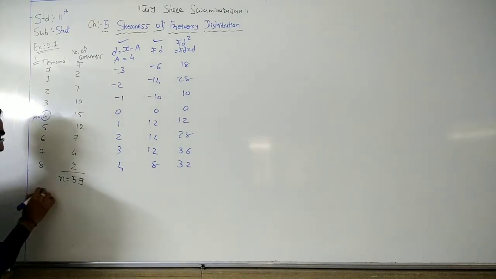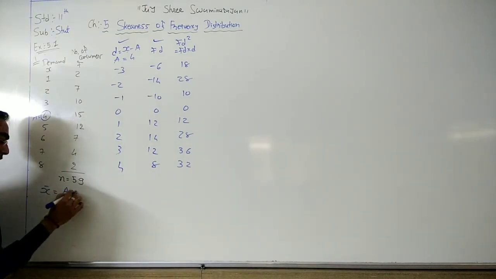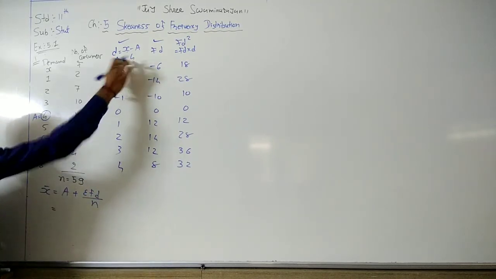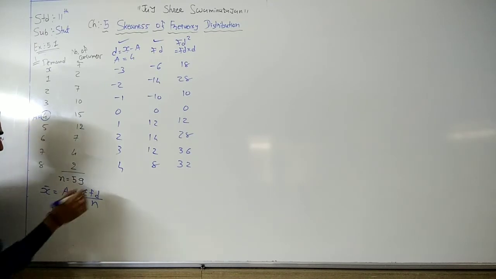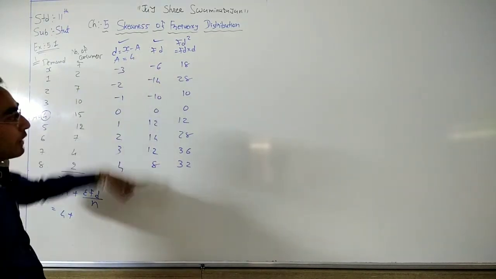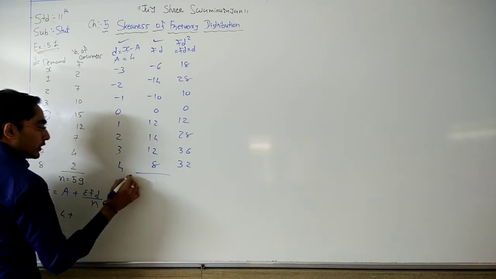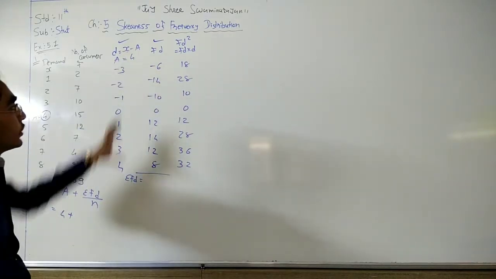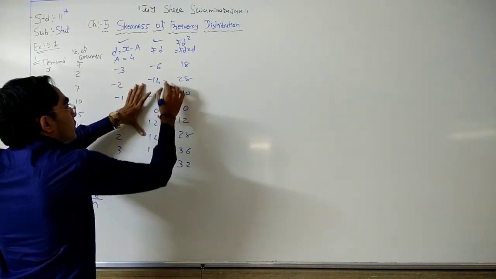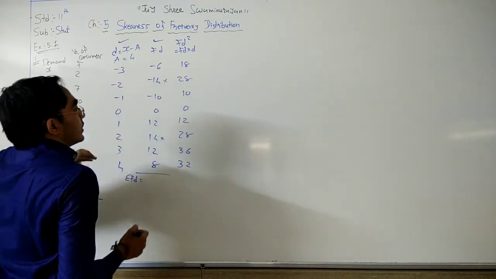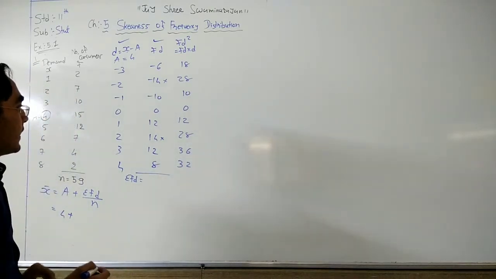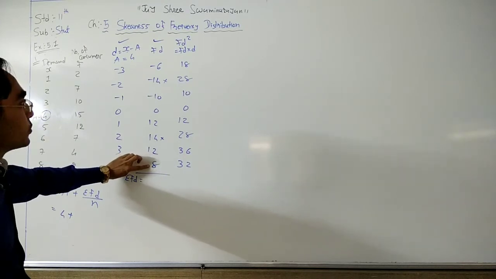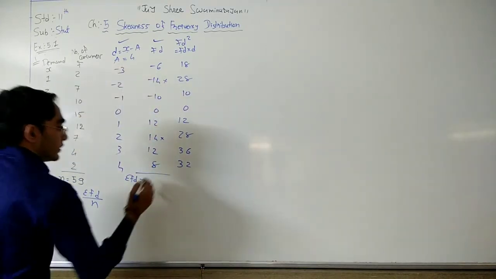Now first of all, mean x bar equals a plus sigma fd divided by n. Value of a is 4. Sigma fd, so here we have fd, and we need to find the addition. Here 14 and 14 cancel, and here 12 plus 12 is 24, plus 8 is 32, 32 minus 16 is 16.